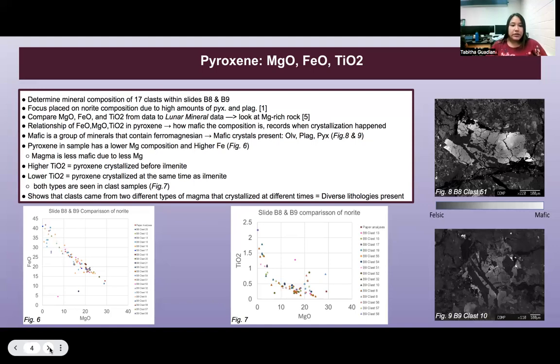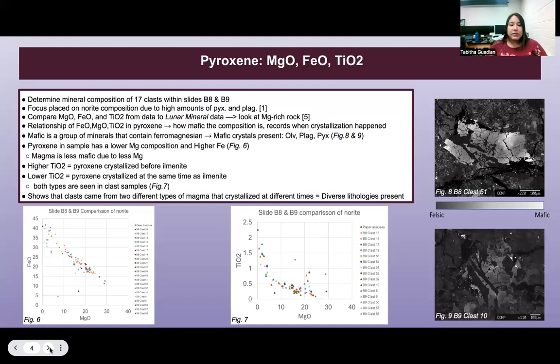So I looked at the relationship of magnesium to iron oxides and magnesium to titanium oxides in pyroxene, and this just shows us how mafic the composition is and records when crystallization happened. And mafic is just a term for dark minerals that contain ferromagnesium, and the mafic crystals present are olivine, plagioclase, and pyroxene.